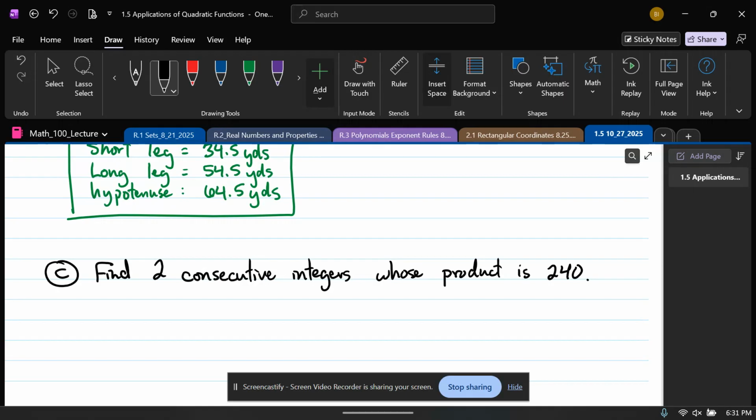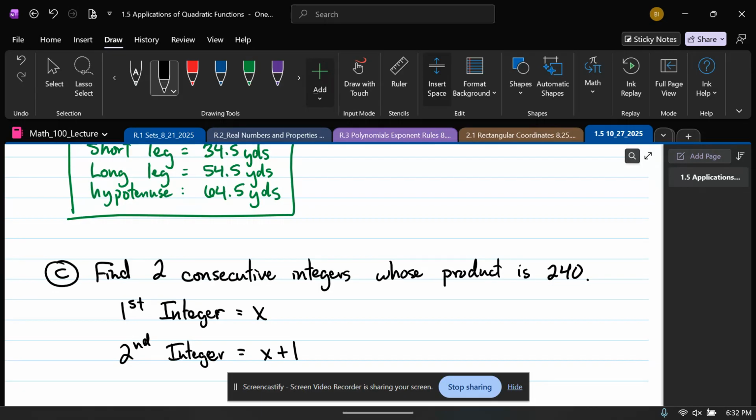Now, you could guess and check on this and figure out the answer, but I want to show you how to do it with an equation, okay? So the way that you would do this with an equation is you would need to establish that the first integer is x. The second integer would be the next consecutive integer, which would be x plus 1. That's what it means to be consecutive.